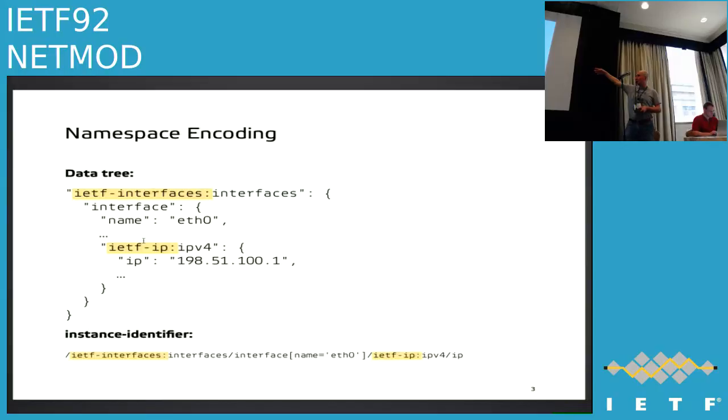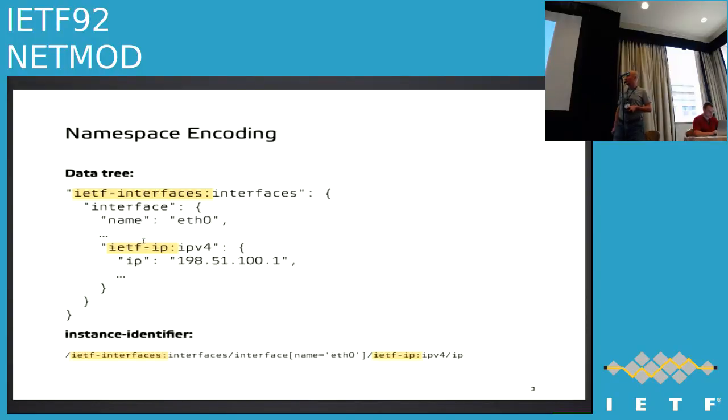So as you can see, a real life example using interfaces and IP modules. Here we have to have the namespace on the top level interfaces container, and then the child nodes and descendant nodes need not have these identifiers as long as they are in the same interfaces module, but as soon as the namespace changes, as it is the case for the IPv4 node, which is in the IP module, then the namespace has to be present, and exactly the same rules are now in instance identifier.